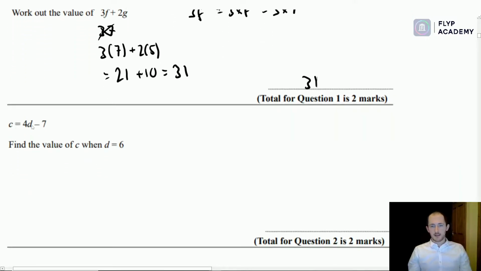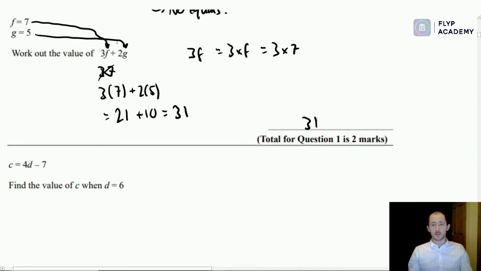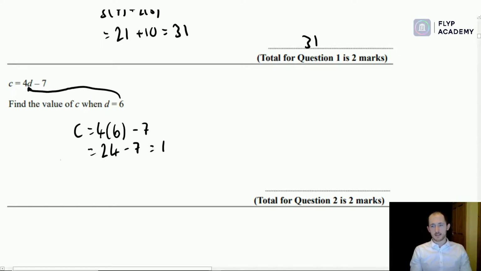And again, c equals 4d minus 7. Find the value of c when d equals 6. That's just the other way that they can word it, either as an expression or as an actual equation. All you need to do here is, once again, instead of d, write the number 6. So 4 multiplied by 6 minus 7. 4 times 6 is 24. Minus 7 would give me 17. Again, for another 2 marks.